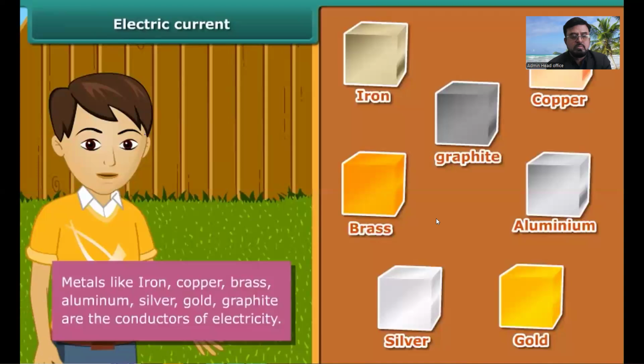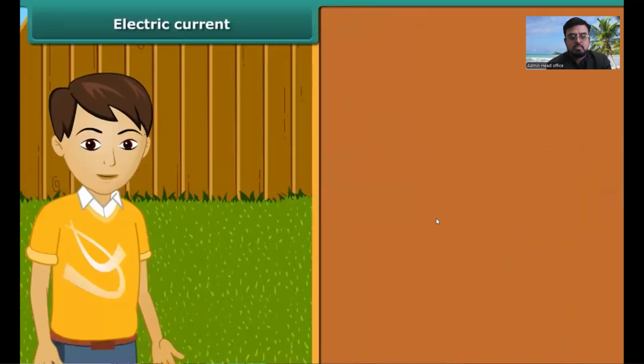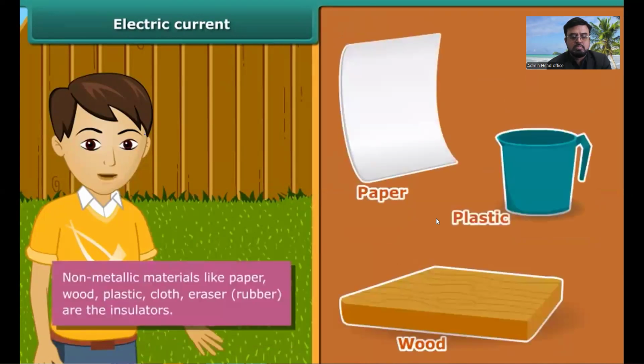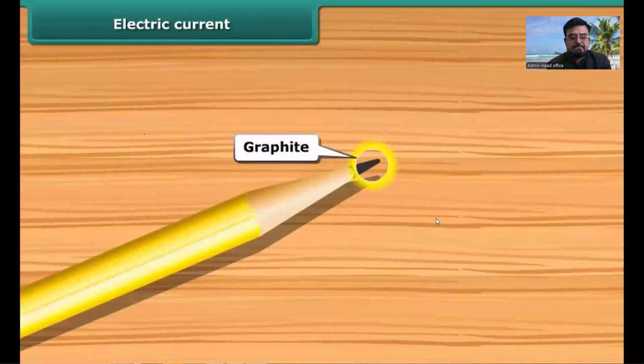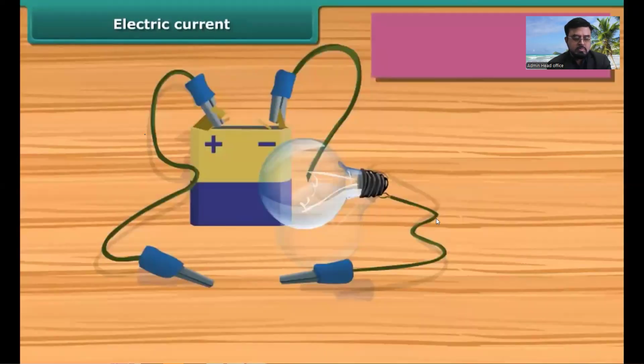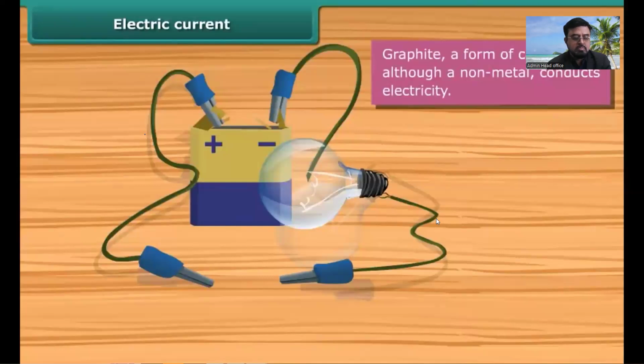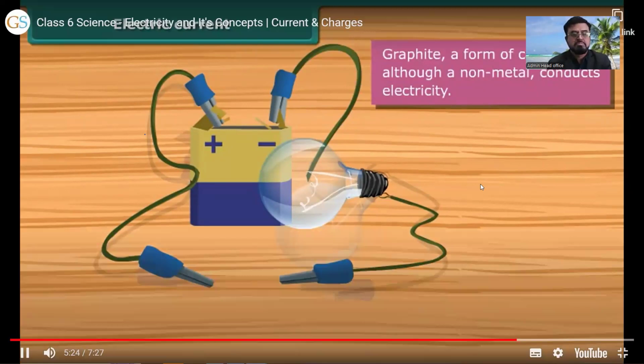Some materials allow electric current to pass through them, others do not. The materials that allow electric current to pass through them are called conductors. Iron, copper, brass, aluminium, silver, gold, graphite, etc. are the conductors of electricity. The materials through which electric current doesn't flow are called insulators. Insulators are also known as non-conductors of electricity. Paper, wood, plastic, cloth, eraser, rubber are insulators.